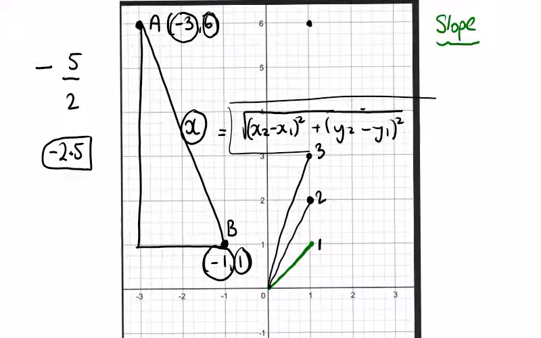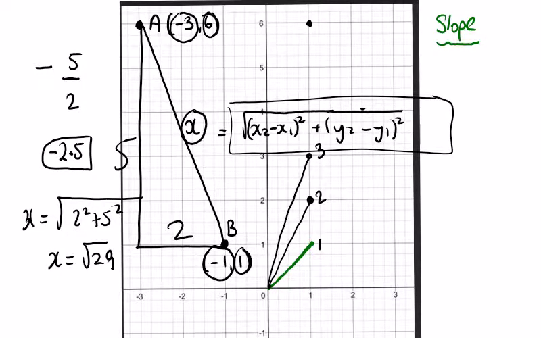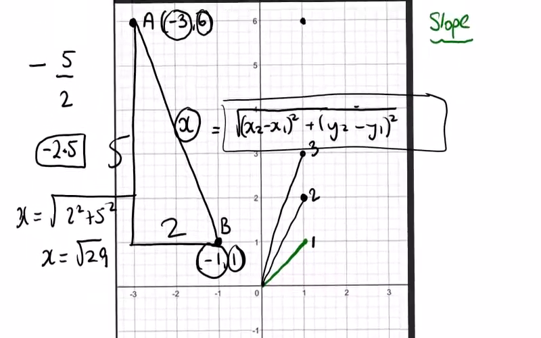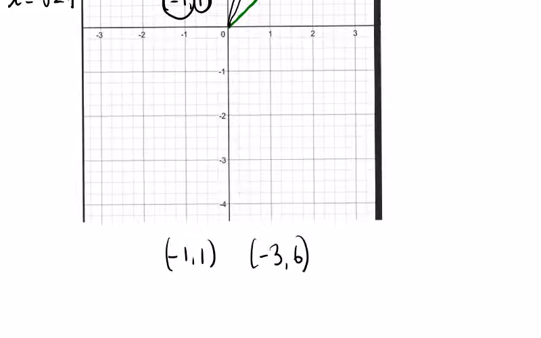You guys have been using Pythagoras up to now, where you label your sides a 2 and a 5. So x is equal to the square root of 2 squared plus 5 squared. X is equal to the square root of 29. If we label our points here, minus 1, 1 and minus 3, 6.